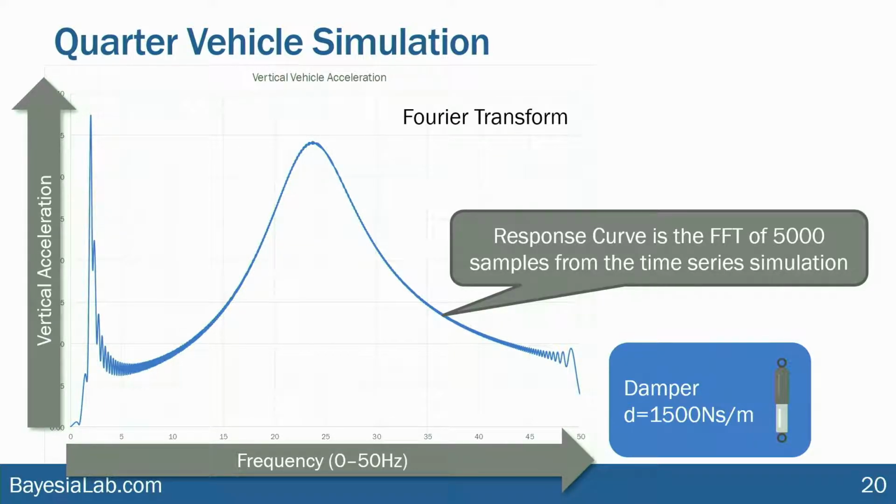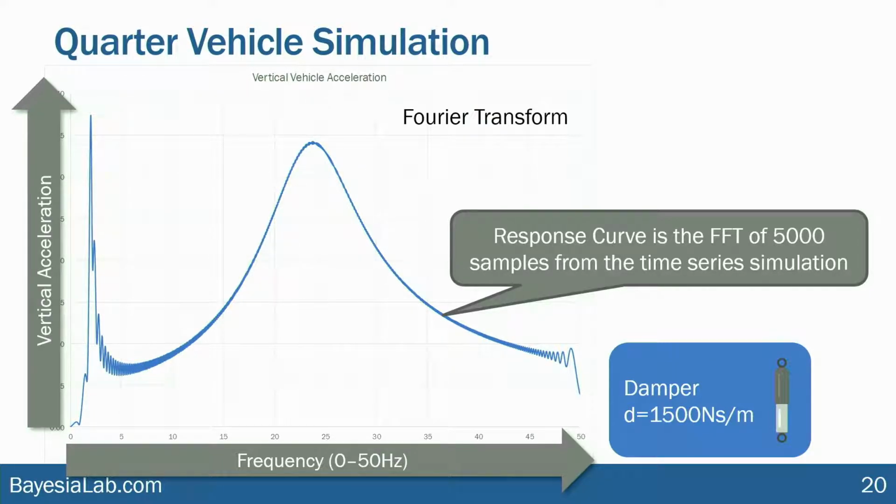Now, in this particular curve, this response curve, which is the Fourier transform of samples from the time series simulation, we see two very distinct peaks, one around 2 Hertz and another one around 22 Hertz. So 2 Hertz would perhaps be perceived as a wafting motion, whereas 22 Hertz we would perhaps perceive as a vibration or a barely audible, very deep rumble.